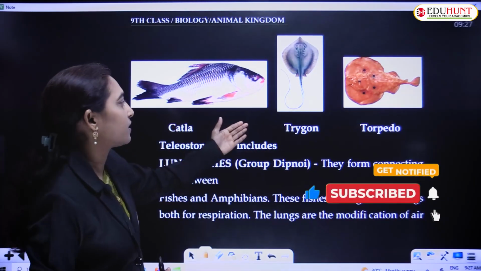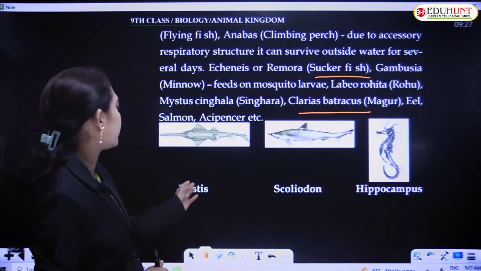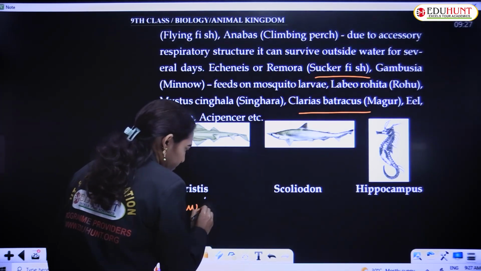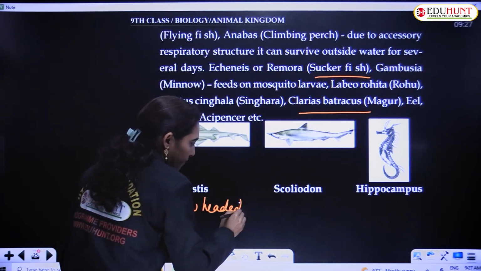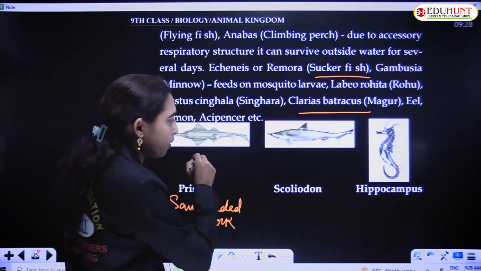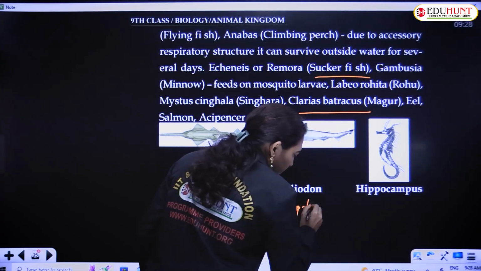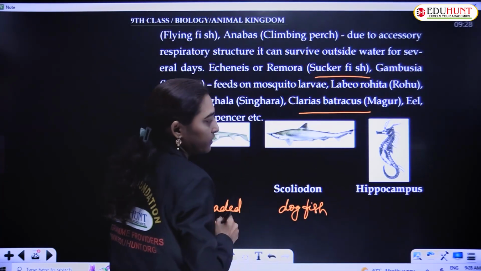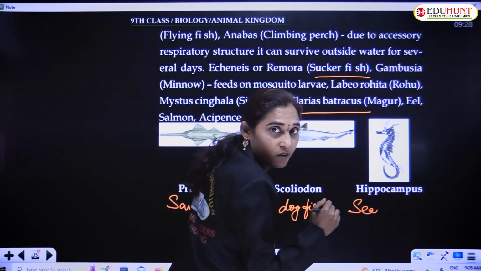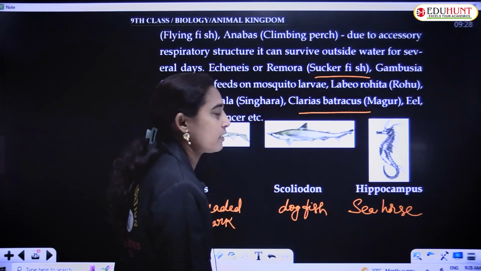Catla, Trygon stingray, torpedo electric ray. It is Pristis, a saw-headed shark. And scoliodon, it is dogfish, commonly called dogfish. Hippocampus, yes, you all know this. It is commonly called seahorse.